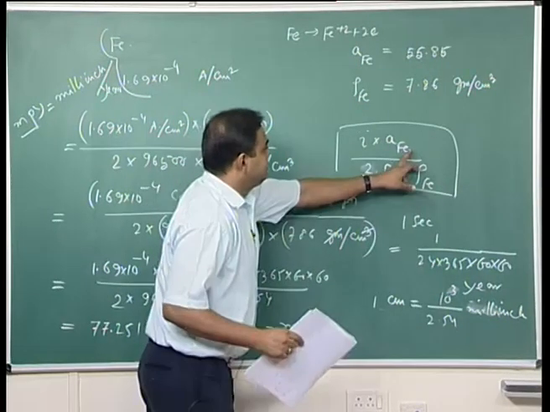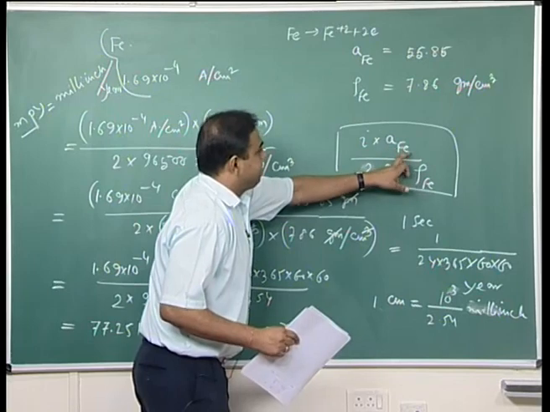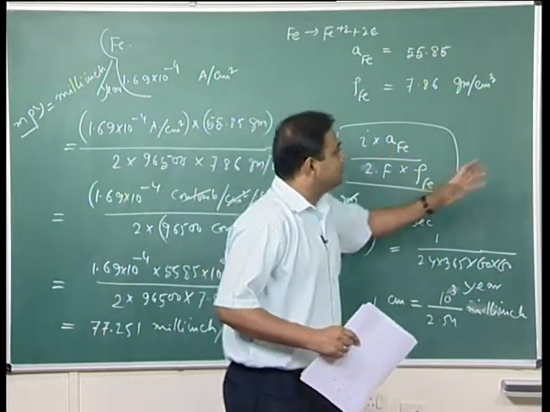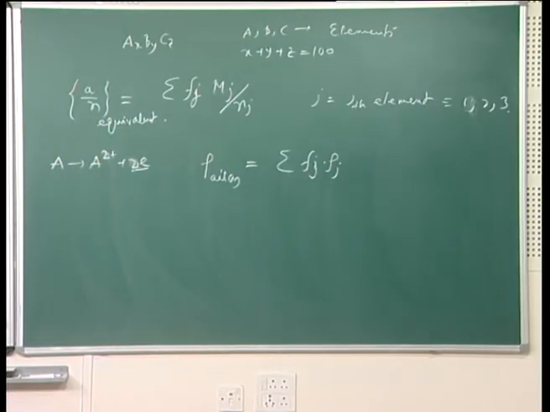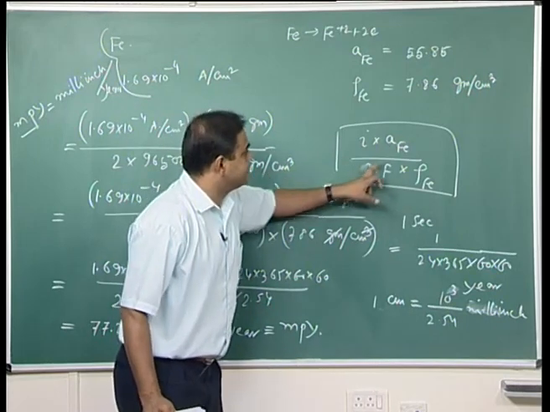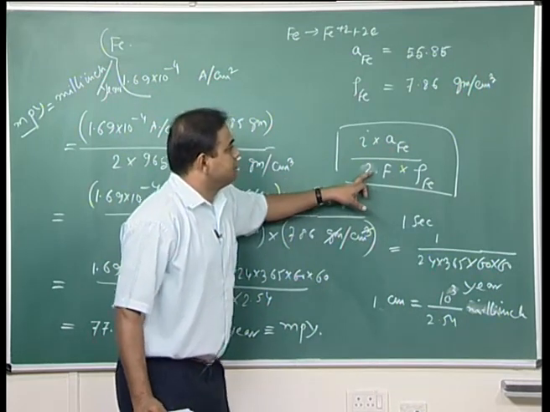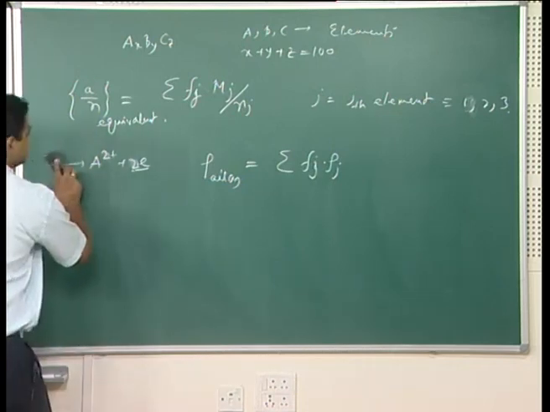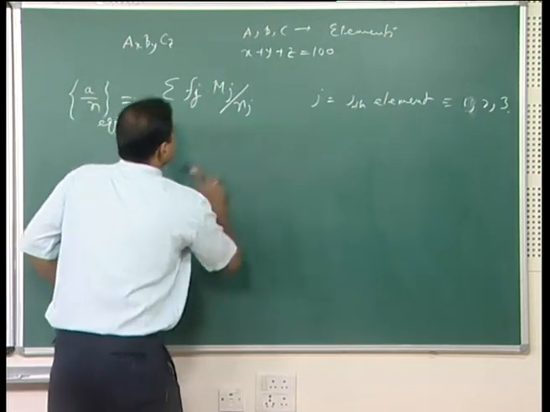In that case, this A_Fe will be converted into A by n equivalent. In the case of iron the equivalent is A_Fe by 2, but in the case of an alloy it would be A by n. So you do not have to put the n value separately. Now, let me work out one such problem.